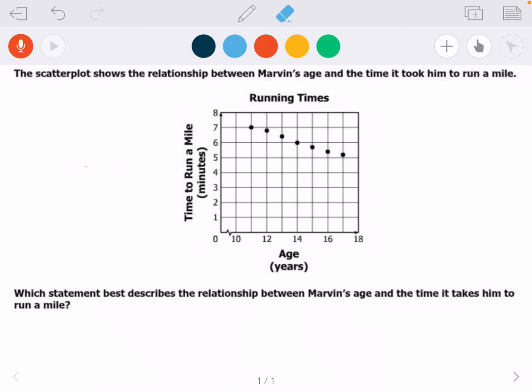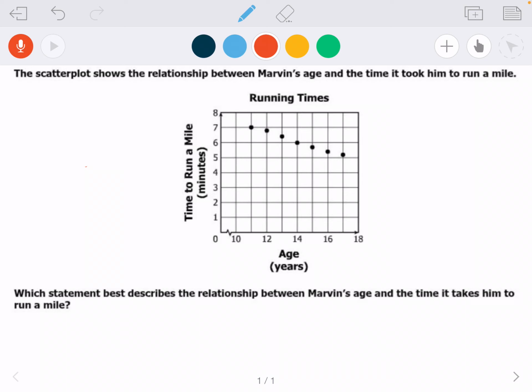So this scatter plot shows the relationship between Marvin's age and the time it took him to run a mile. Scatter plots and graphs all show the relationship between two different things. In this case, we're looking at what is happening to Marvin's mile time as he is getting older. His age, we're just examining from around 10 years old to 18 years old. That's the specific time frame we're looking at.